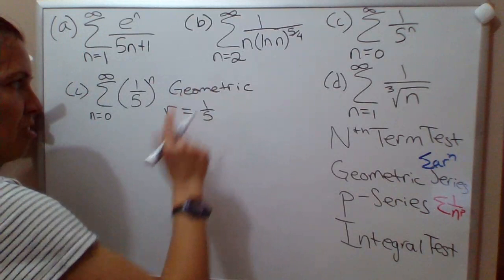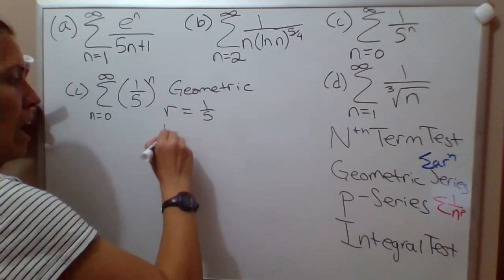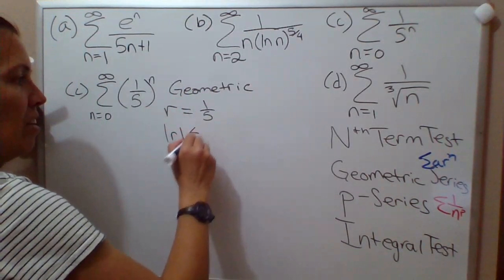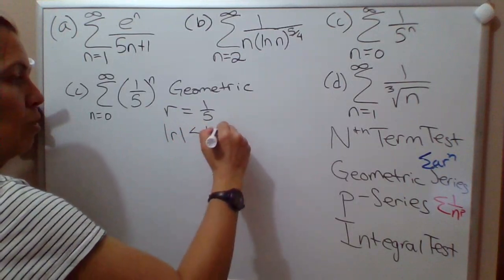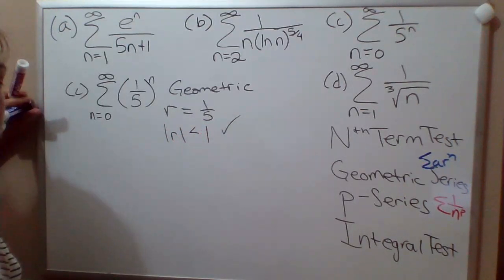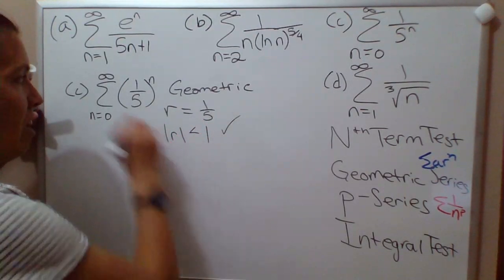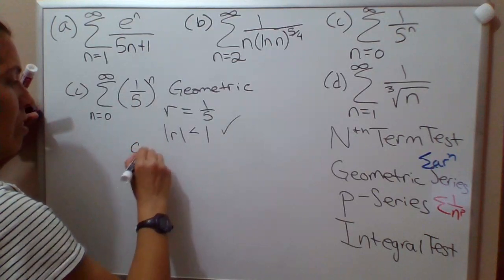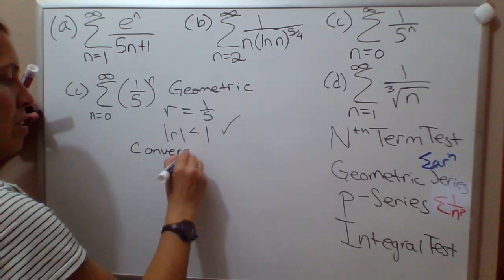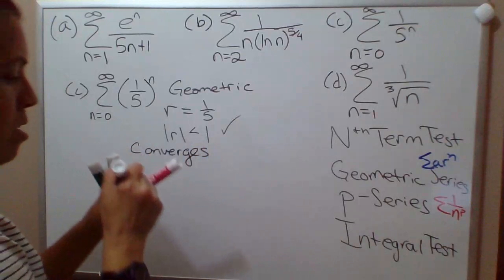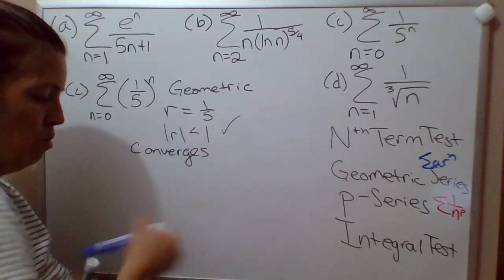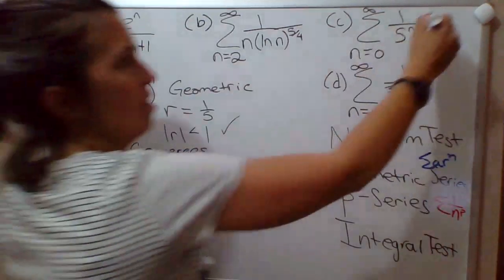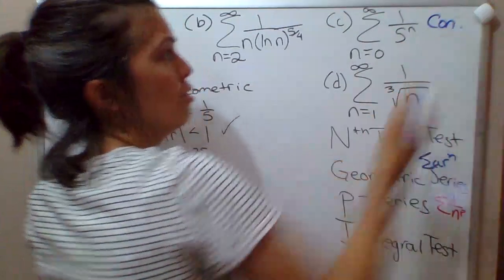For a geometric series, they converge when the absolute value of r is strictly less than 1, which it is in this case. And so this series converges. So let's label this guy over here. So this one converges.